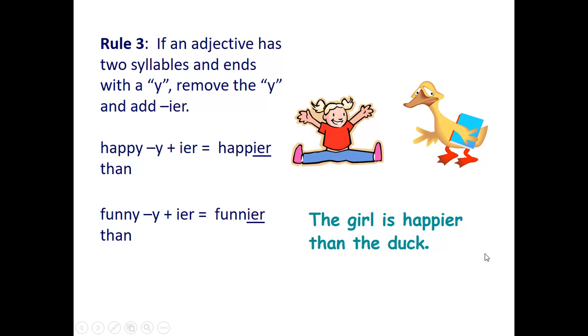Rule number three deals with whenever you have two syllable adjectives, and if the two syllable adjective ends with a Y, then you need to chop off the Y and replace it with an I before you add the ER into it. So for example, if I was going to use the word happy, two syllables, ends with a Y, I've got to get rid of the Y and then replace it with an I before you put the ER ending on there. So I would say that I am happier than.